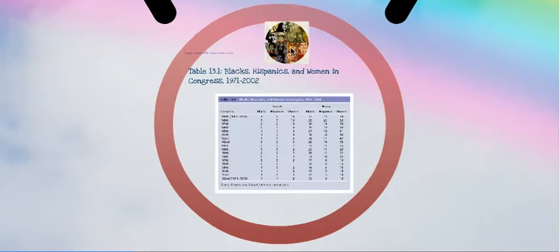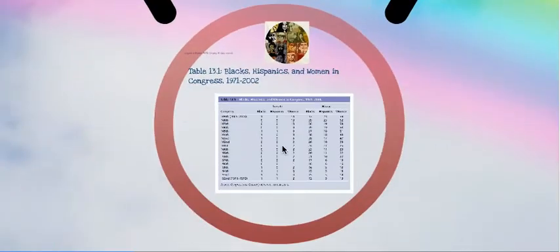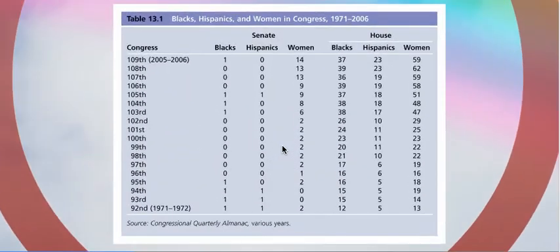Okay, here's that chart I told you about. Alright, this is my visual on diversity in America. This chart is showing blacks, Hispanics, and women in Congress starting in '71 and going through '06. So we're looking at minority representation in the House of Representatives, starting down here with the 92nd Congress going all the way up to the 109th Congress.